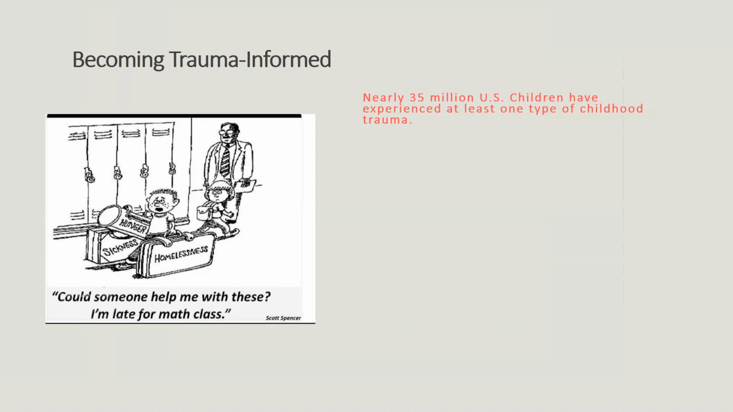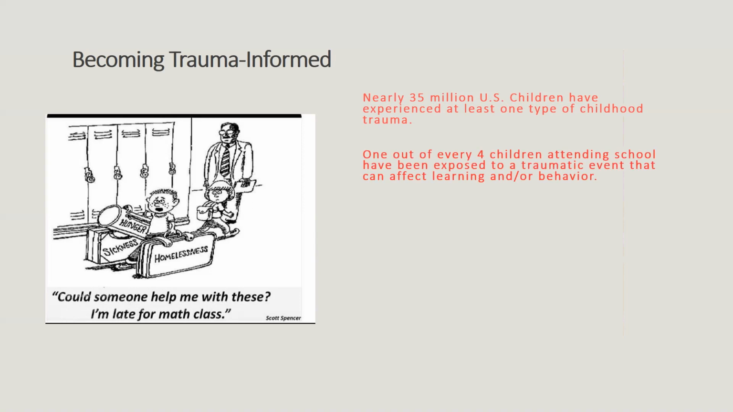We know from the Association for Supervision and Curriculum Development, their data suggests that nearly 35 million children in the U.S. have experienced at least one type of childhood trauma. In addition to this statistic, you have the ACEs study as well that we just watched a video on. We know that one out of every four children attending school have been exposed to a traumatic event that can affect their behavior. Here's that reinforcement that there's no dividing line between what happens outside of school and school.